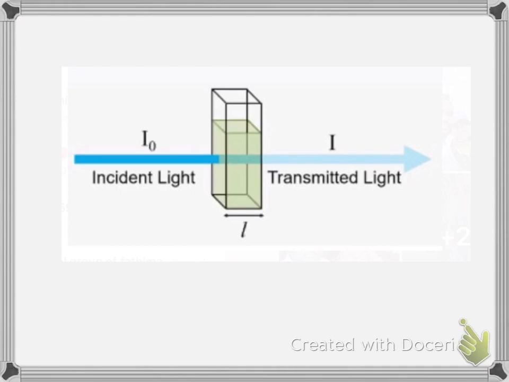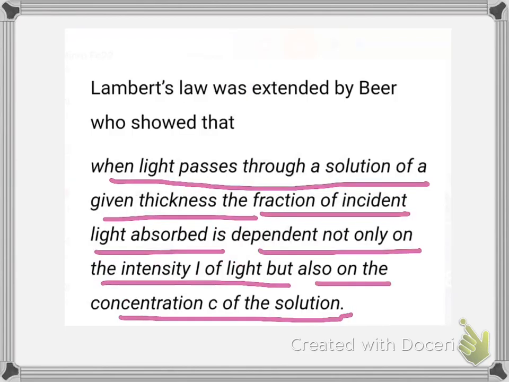Suppose we pass a monochromatic light through a solution. The intensity of the absorbed light is dependent not only on the intensity of light but also on the concentration of the solution. So that is, the intensity of the incident light absorbed is proportional to the intensity of light and the concentration of the solution. By combining these two laws, Beer's law and Lambert's law, we get Beer-Lambert's law.